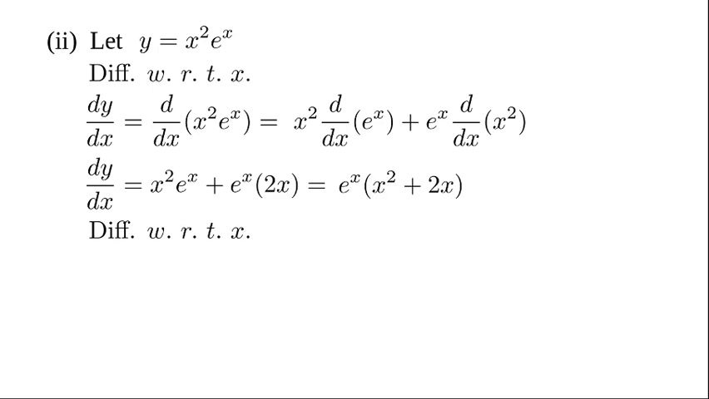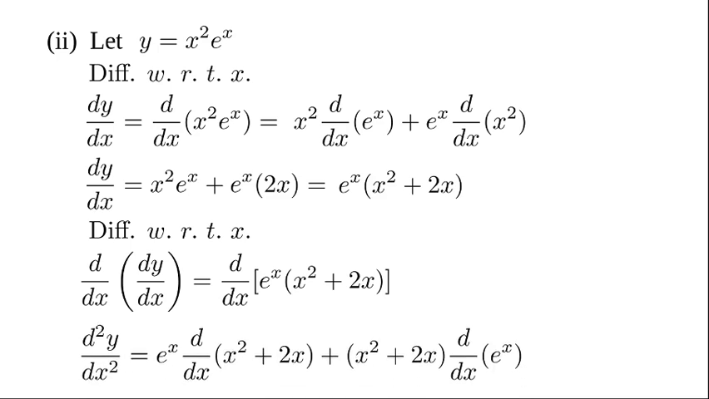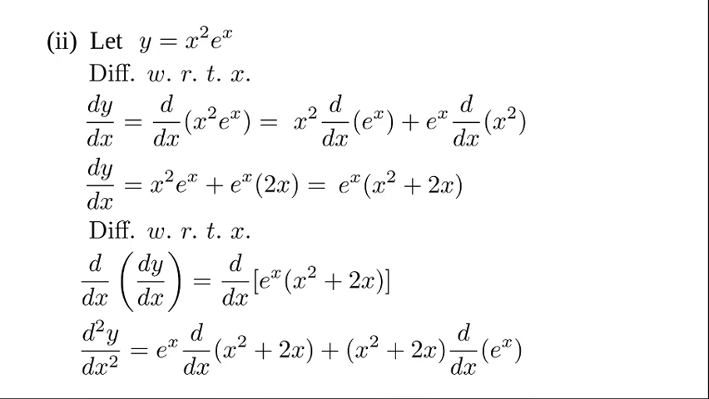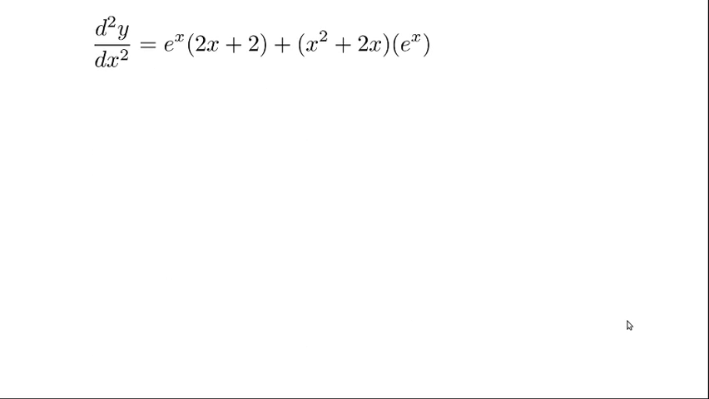Now again differentiate this with respect to x. d by dx of dy by dx equal to d by dx of e raised to x into bracket x square plus 2x. So d square y by dx square equal to, again we apply the product rule in the right hand side here. So e raised to x into derivative of x square plus 2x plus x square plus 2x into derivative of e raised to x. And the derivative of x square plus 2x is 2x plus 2 and derivative of e raised to x is e raised to x. And rest all the terms are kept as it is.